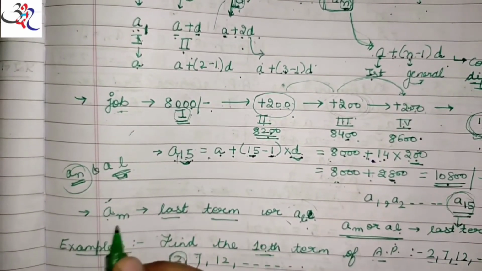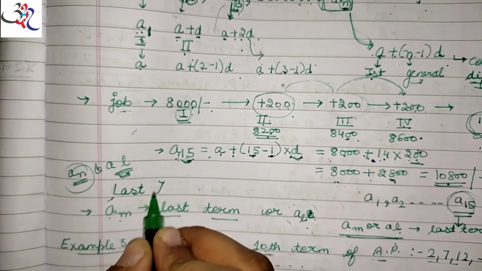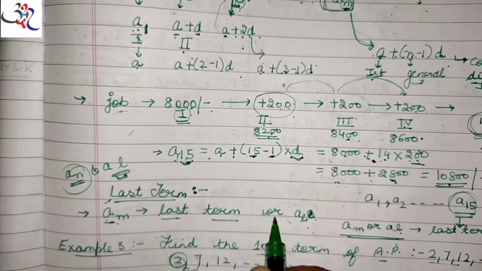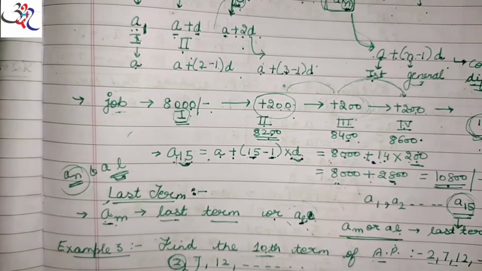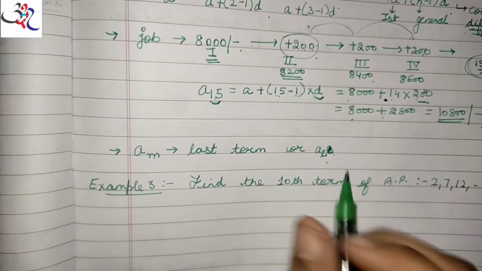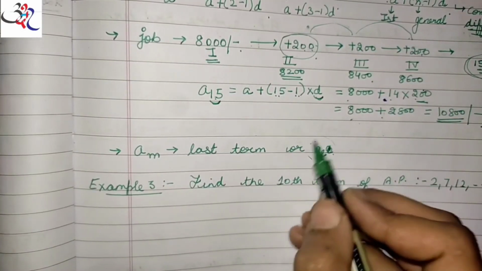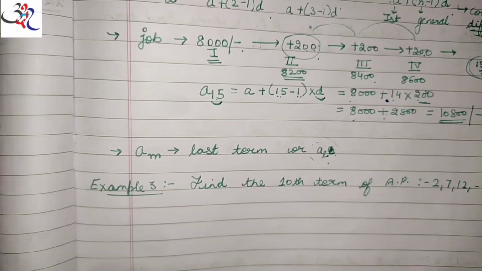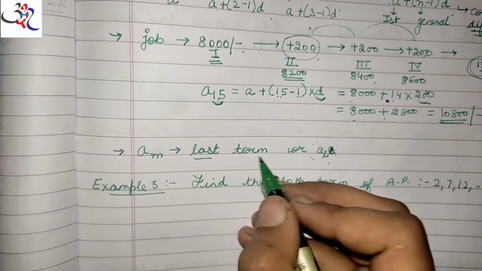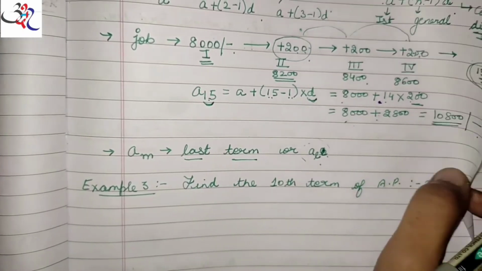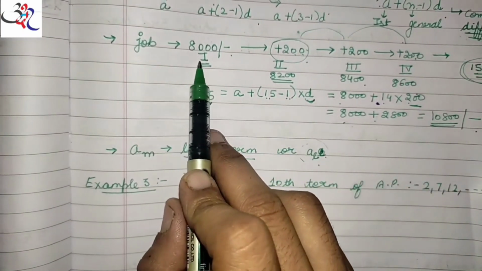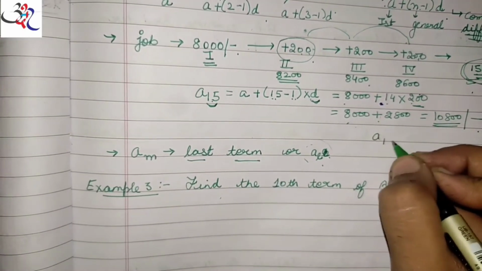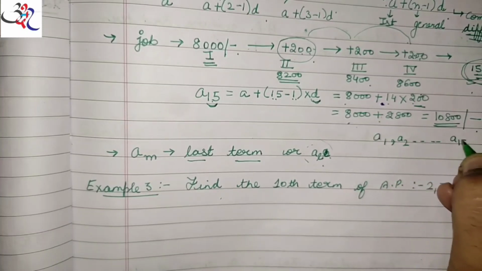Okay, then moving to the next topic. The next topic is the last term, and the last term is denoted by am, or we say it is equal to l. I have told you that there are two types of APs, finite or infinite. Finite APs are those in which you know the last term of the AP, and infinite are those in which you do not know the last term. So if we know that my AP will end at some place, suppose in this same example you started a job in the first month and left your job in the 15th month, so you know that the last term of your AP will be a15.